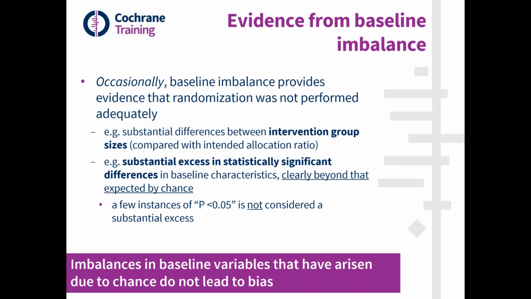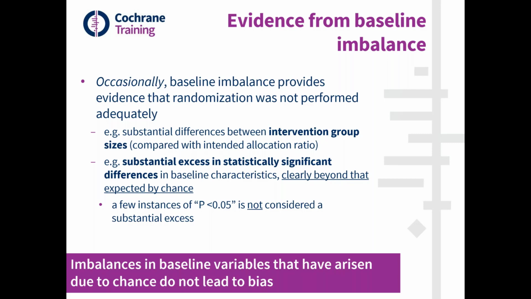The sort of things that we're looking for, which might suggest that there was a problem during randomization, are substantial differences between intervention group sizes compared with the intended allocation ratio. So if you're expecting a 1-to-1 ratio and it really differs from that, then that might be a cause for concern. But obviously, it really depends on the method of randomization used and the size of the trial, what you think. But these are differences which you really can't put down to chance.